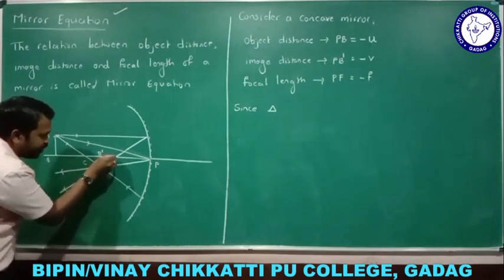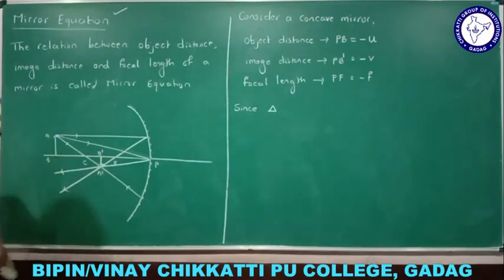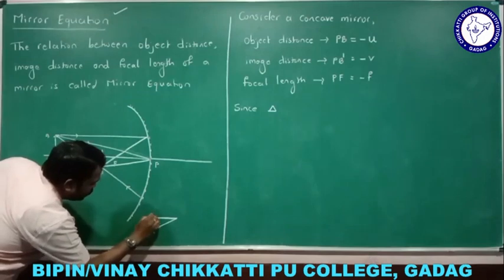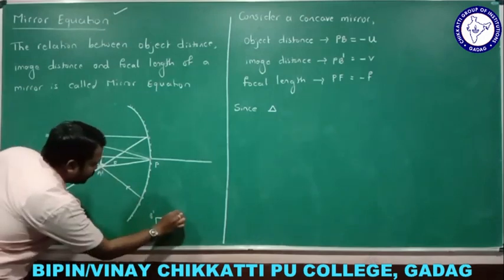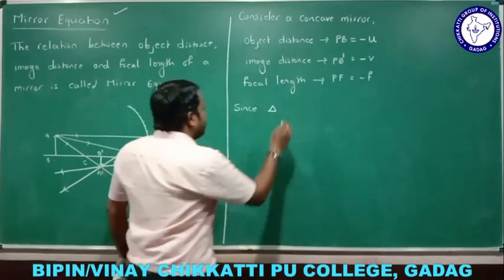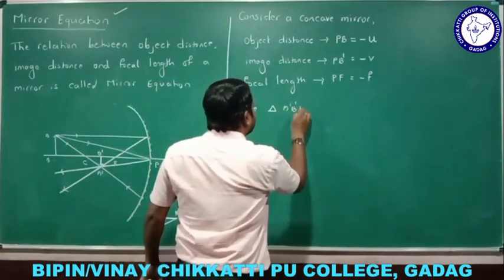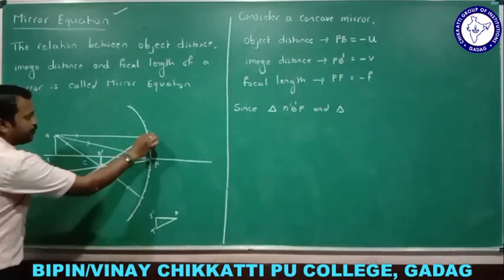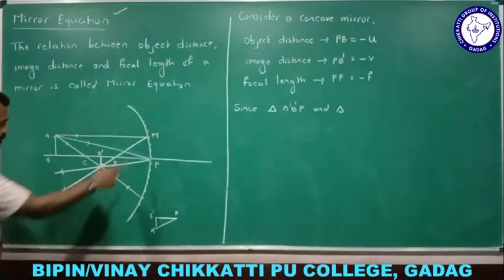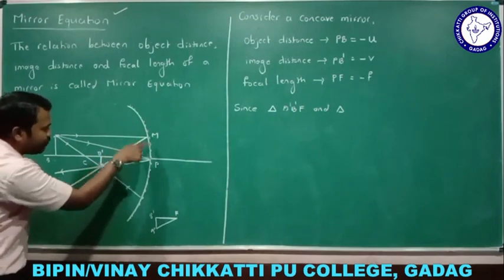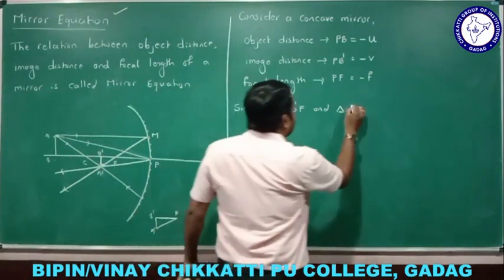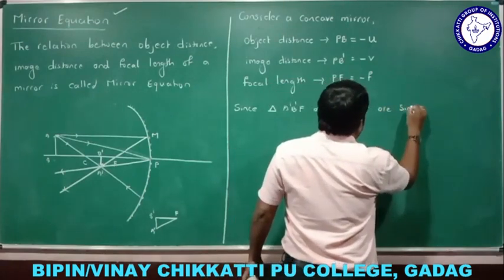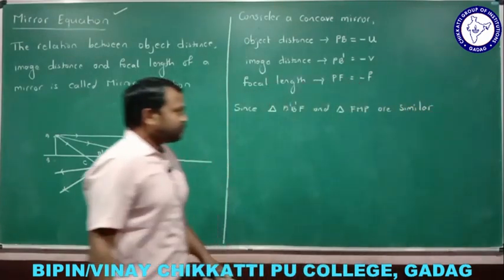A dash B dash F. This is the small triangle which I am considering. Let me name a point here as M. This other triangle is FMP. These two triangles are similar, right?